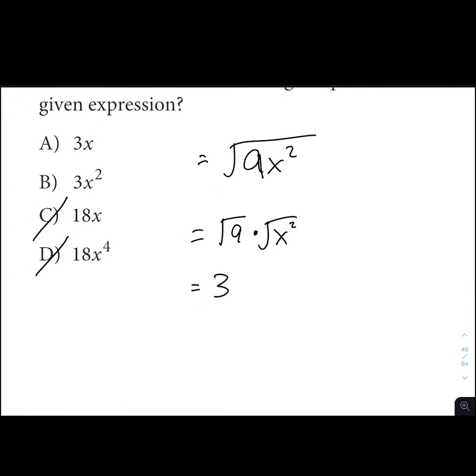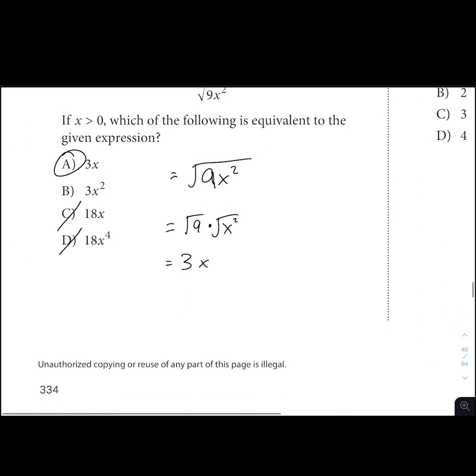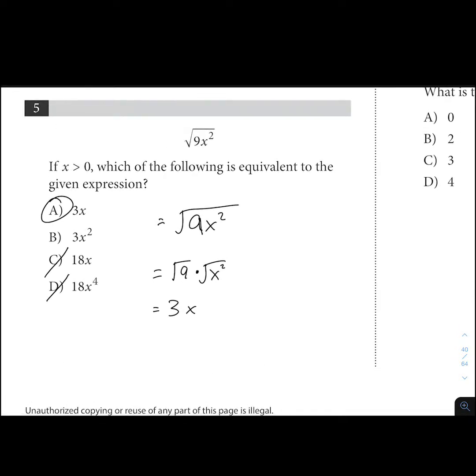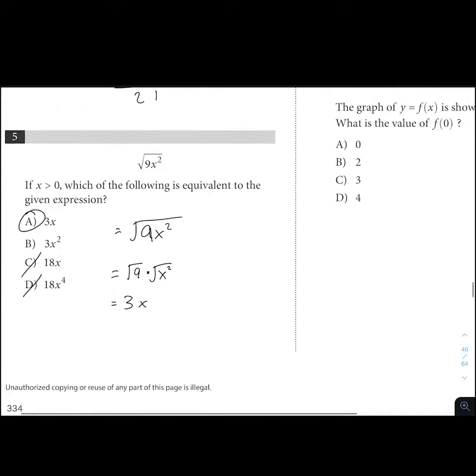And the square root of x squared. So if you didn't know, the square root of x squared is actually just x. Some teachers may tell you to think of it as the opposite operation. The opposite of a square is a square root, so on and so forth. Whatever helps you remember it, but the square root of x squared would be just x.